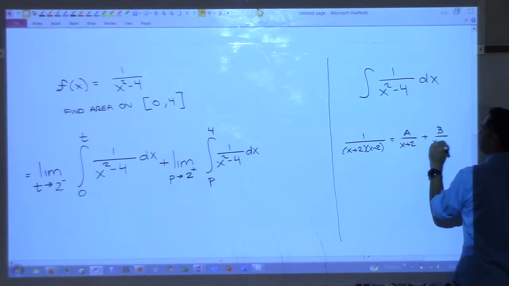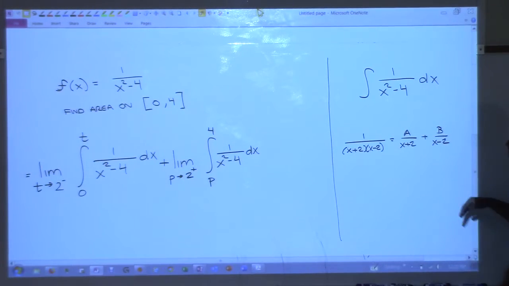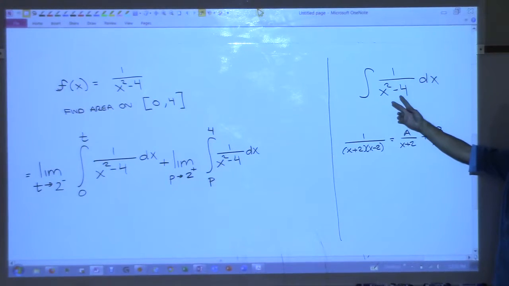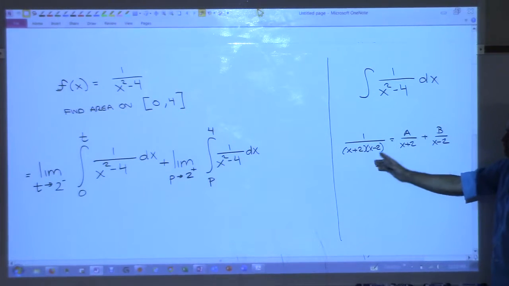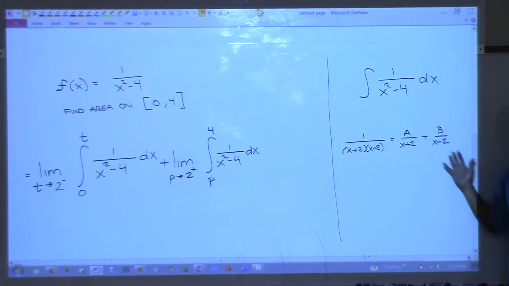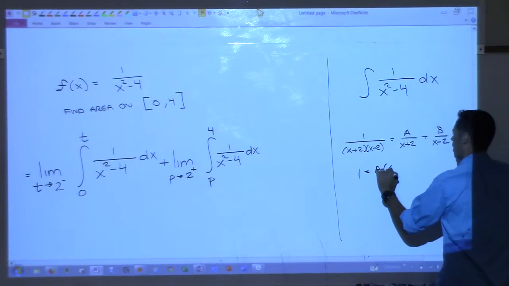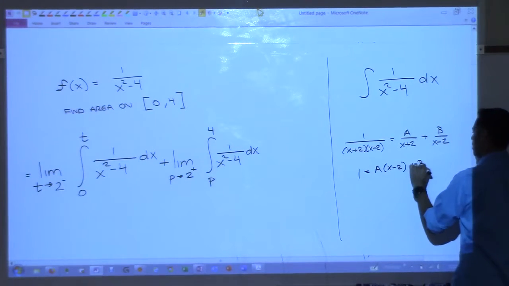All I would have to do to this problem is change it a little bit, like put something else on top, maybe x to the fourth, and you couldn't use the formula. All right, so this is partial fractions. You check to make sure you don't need long division, which I don't. Then I factor the bottom, I have distinct linear factors, then I find A and B. So 1 is equal to A times (x minus 2) plus B times (x plus 2).